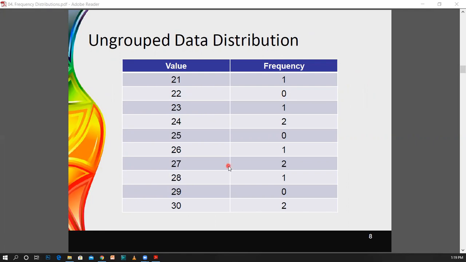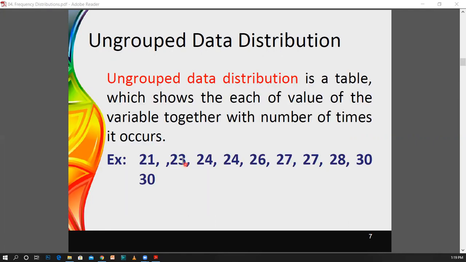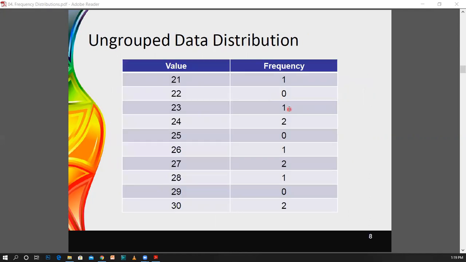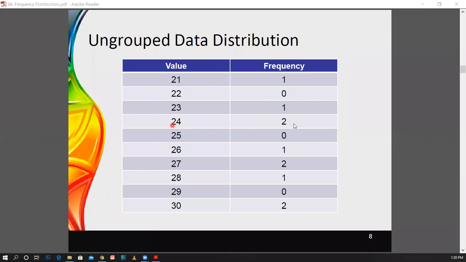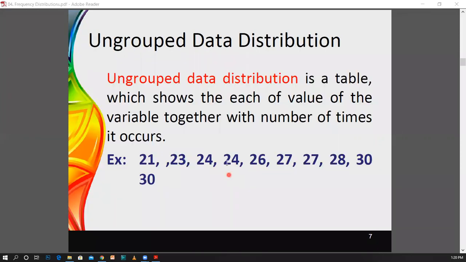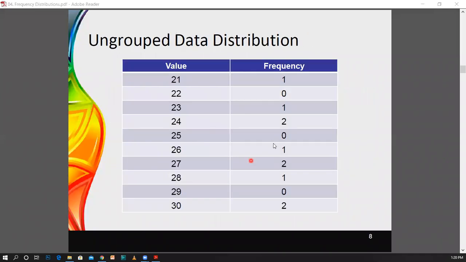Next value is 23. It appears one time. Then the frequency is again 1. Next value is 24. Now you can see that 24 appears two times. Then you can say that the frequency of 24 is 2. Then no 25 is there, so the value is 0 for 25, then 26 is 1, and for 27 the frequency is 2. Likewise, you can construct this ungrouped data distribution.